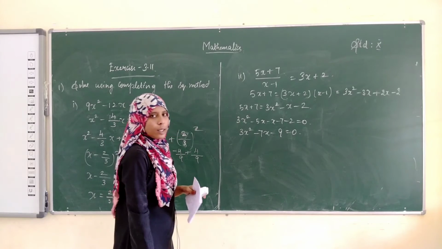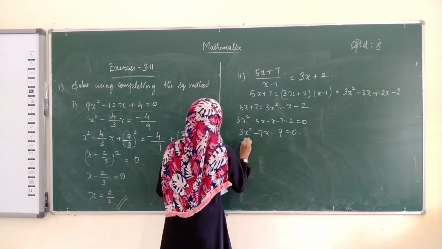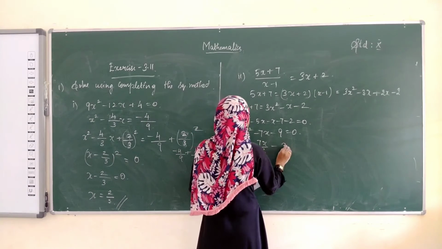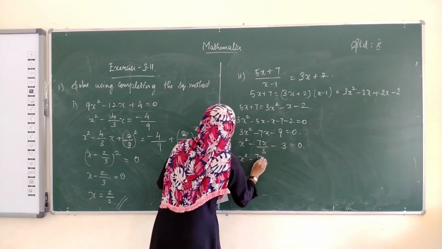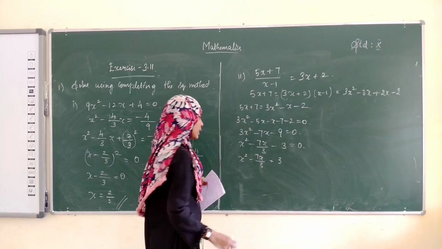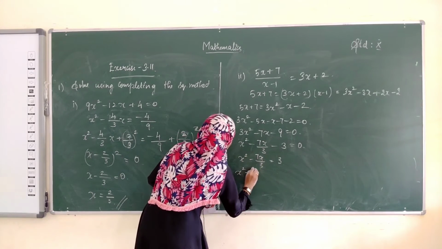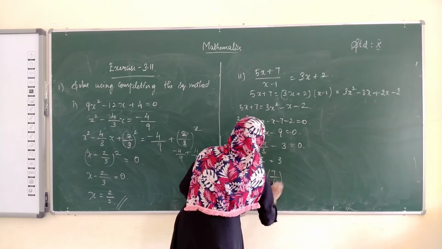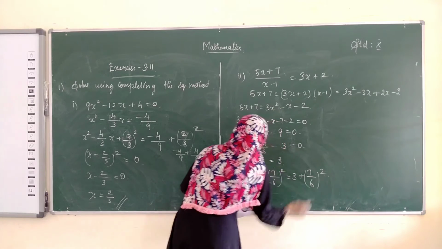Now we got the equation in the general form. So what we have to do? Divide the whole equation by 3. 9 divided by 3 is 3, equal to 0. Take this term to that side. x square minus 7x divided by 3 is equal to 3. Then what we have to do? We have to add on both sides (7 by 3 into half), 7 by 6 the whole square. x square minus 7x divided by 3 plus 7 by 6 the whole square is equal to 3 plus 7 by 6 the whole square.